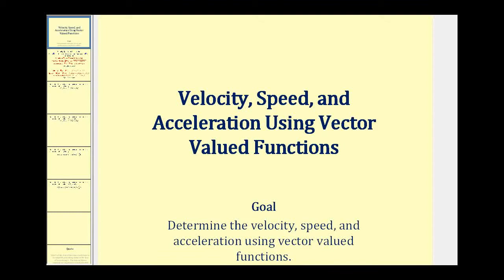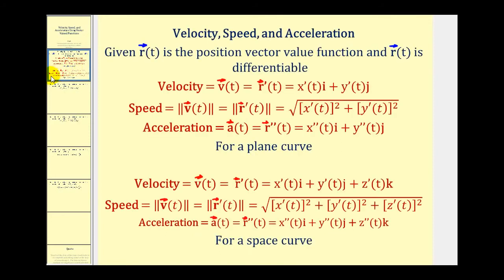Welcome to a video on the velocity, speed, and acceleration using vector valued functions. If r of t is a position vector valued function and r of t is differentiable, then the first derivative of r of t will give us the velocity vector valued function. The magnitude of the velocity vector valued function will give us the speed, and the second derivative of r of t, or the derivative of v of t, will give us the acceleration vector valued function.